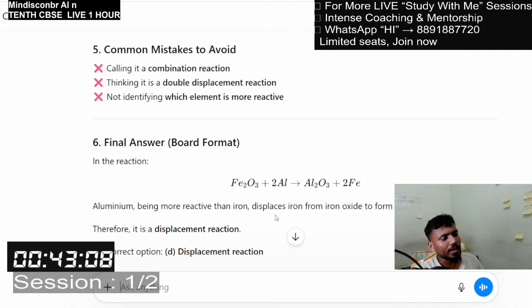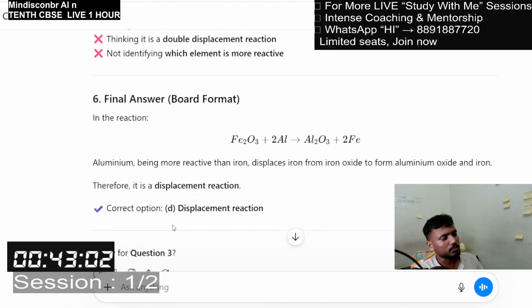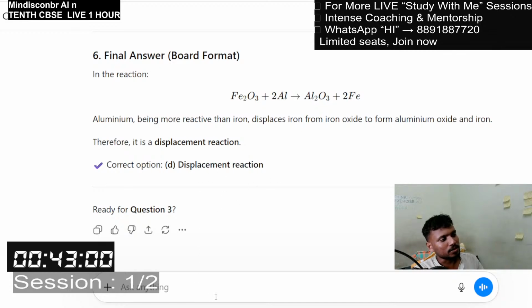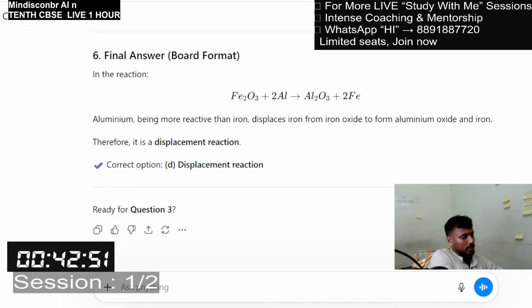aluminum being more reactive than iron displaces iron from iron oxide to form aluminum oxide and iron. Therefore, it is a displacement reaction. Correct option: displacement reaction. And in this type of question, we need to study the reactivity series. Let's look at the reactivity series.